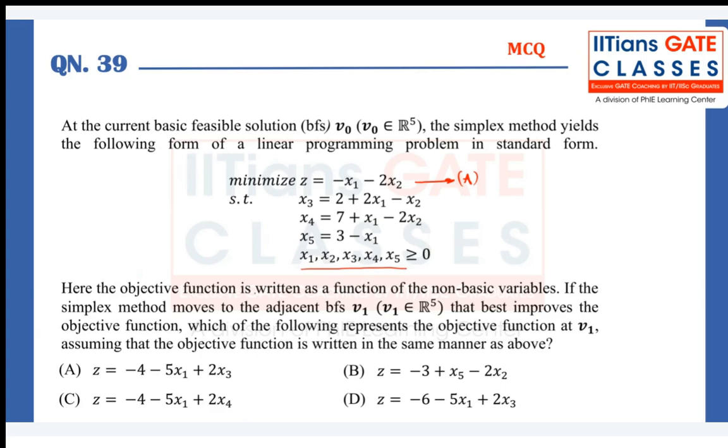Here the objective function is written as a function of non-basic variables. If the simplex method moves to the adjacent basic feasible solution v1 in R^5 that best improves the objective function, which represents the objective function at v1, assuming the objective function is written in the same manner as above. So now here we need to rewrite the objective function. Have a look at this, guys. Now, how to solve this question? I'll tell you in simple words.